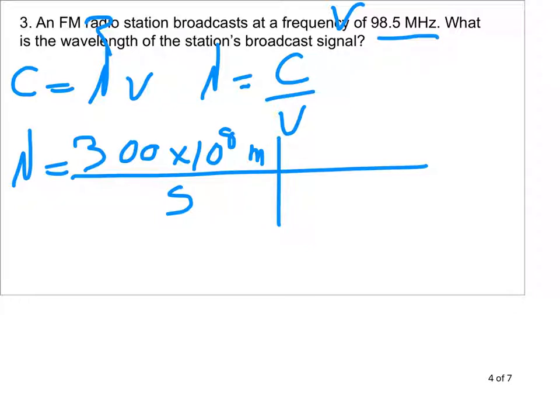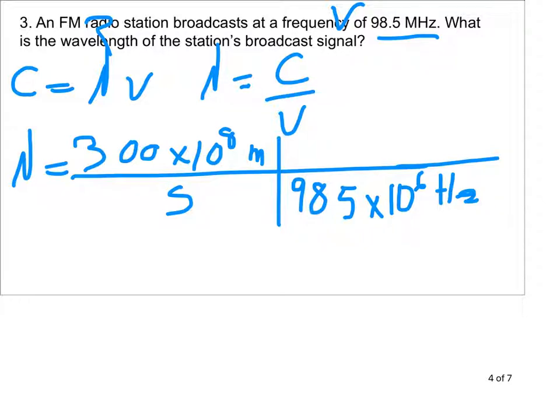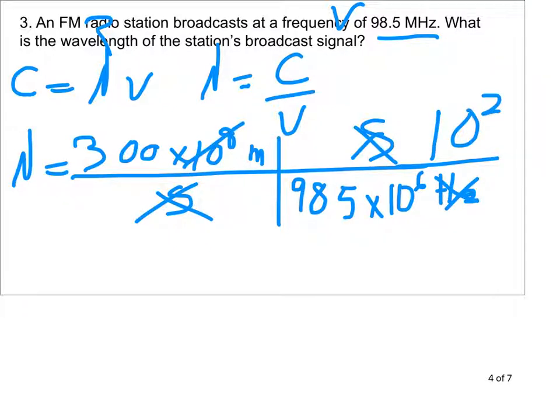98.5 megahertz. I'm just going to write this as 98.5 times mega, which means million, that would be 10 to the 6th hertz. Do that conversion right away. Now hertz, you can switch to second on the other level, because hertz just means per second. Seconds divide out. We end up with a 10 to the second as we reduce the 10 to the 8th and the 10 to the 6th.